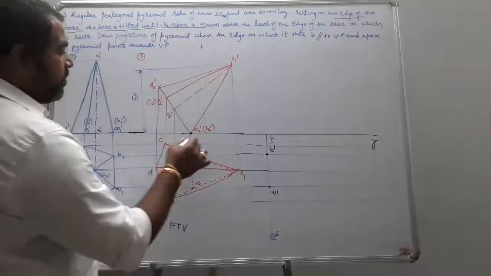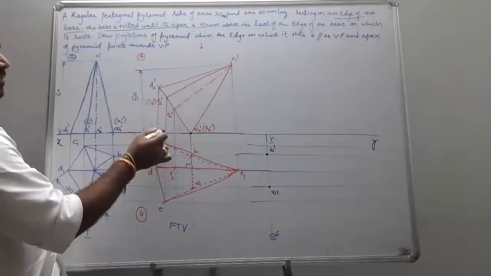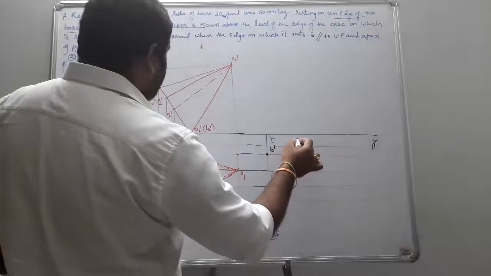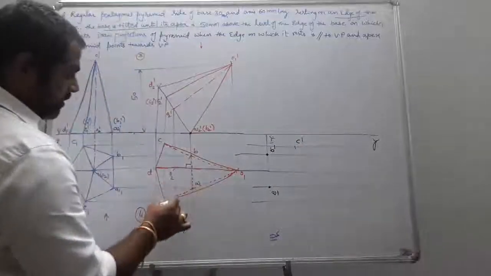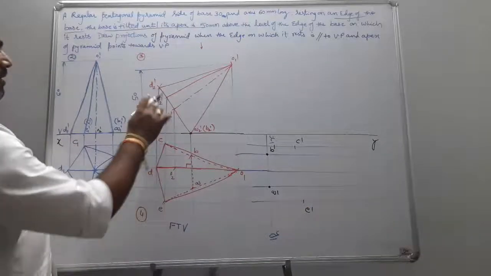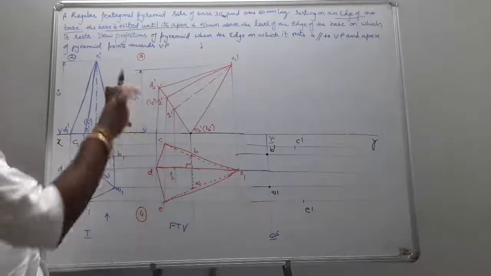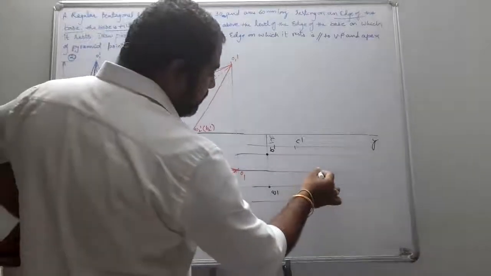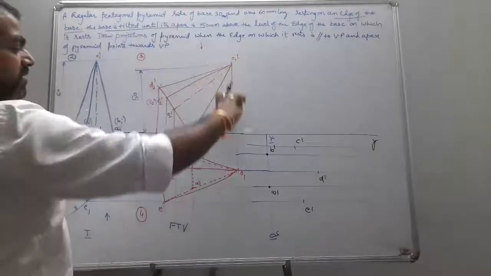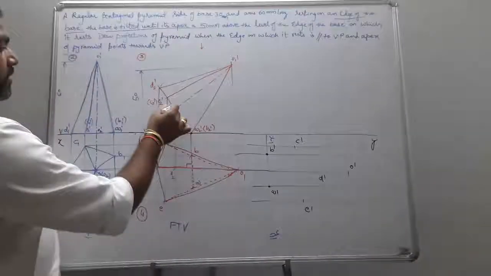Next, the C point. For C and E, take the distances from the old reference line. From here to here, measure this distance and take your C projector and place it here. This becomes your C dash. This becomes E dash. Next, D. D is going to be the farthest point from the old reference line XY. So I measure the maximum distance and take it from here. This becomes your D dash. And similarly, O dash. This is O. This is O dash. And this is O2 dash.